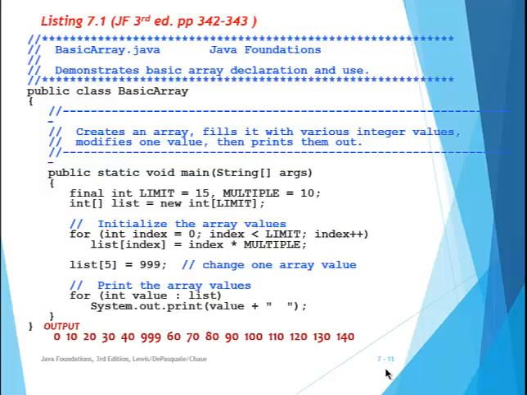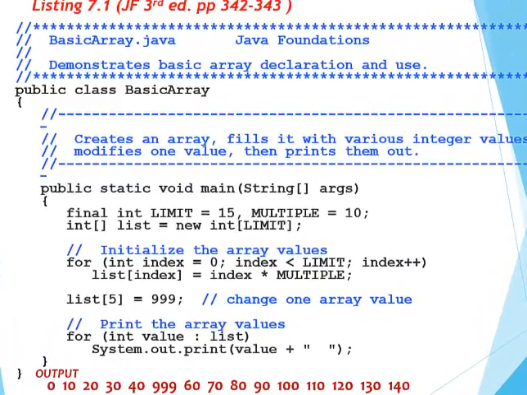This is a very simple program that uses an int array. It demonstrates basic array declaration and use. We will create an array, fill it with various integer values, modify one particular value, and then print the values out. So we'll see the sequential access of all the elements, and then the individual or random access of one particular element. First, we declare a constant using the reserved word final.